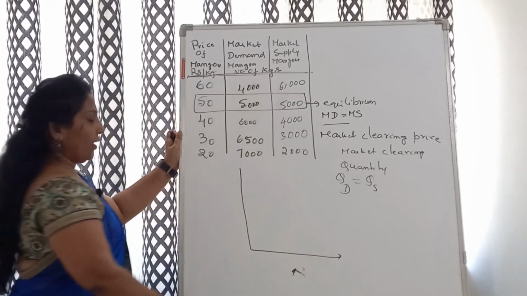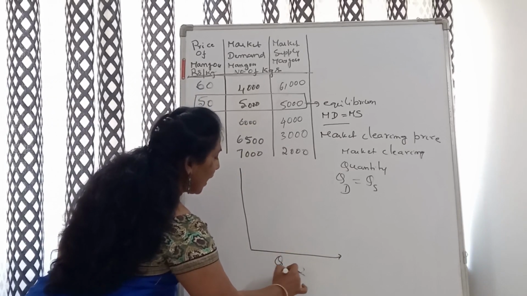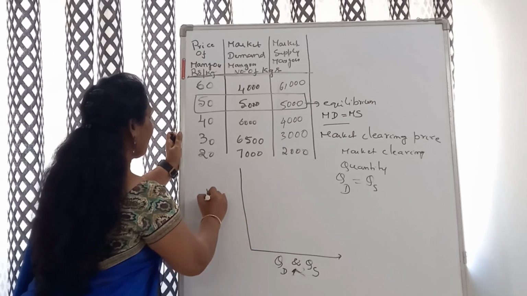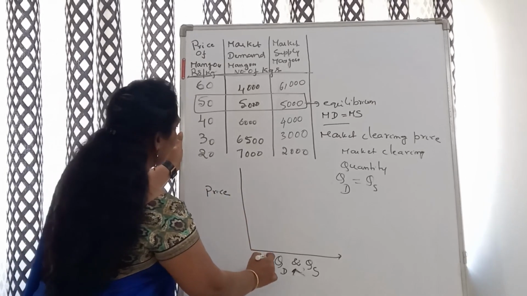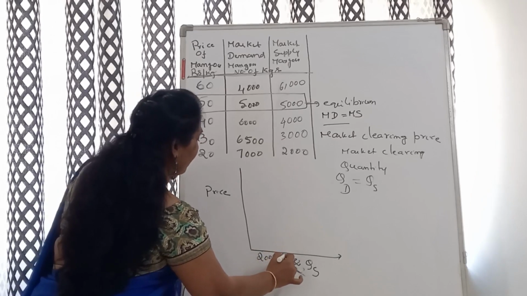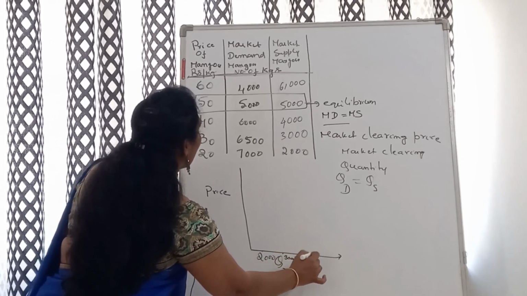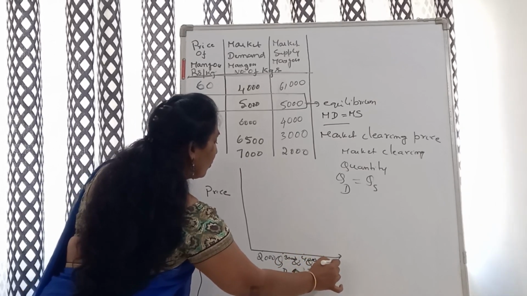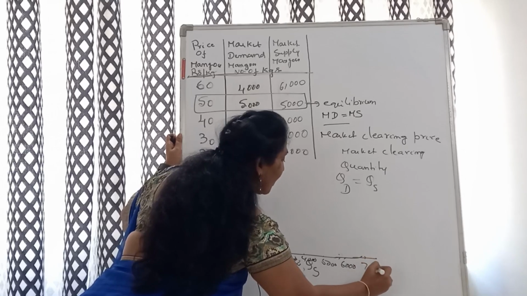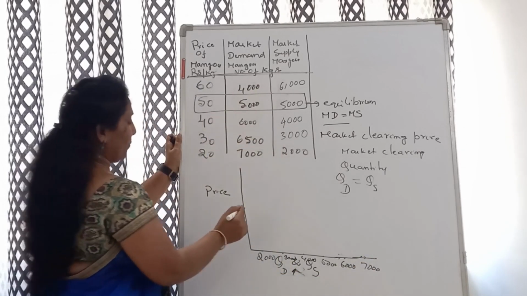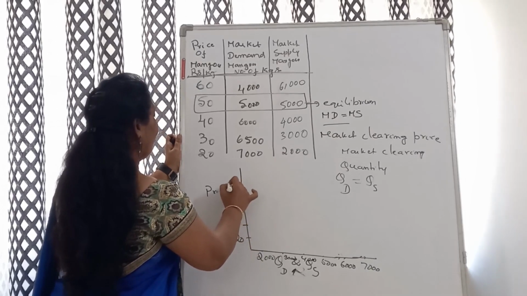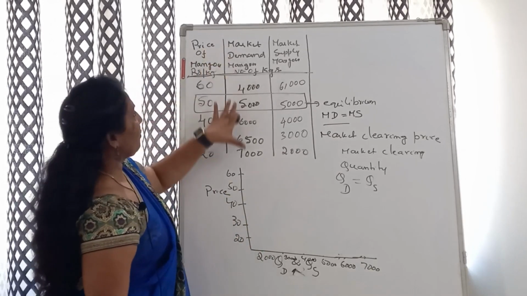On the x-axis, quantity demanded of mangoes and quantity supplied of mangoes are taken. On the y-axis, the price of mangoes is taken. I am starting with 2000, then 3000, 4000, 5000, 6000, 7000. Let me plot the market demand curve first, and the prices we take are 20, 30, 40, 50, 60.